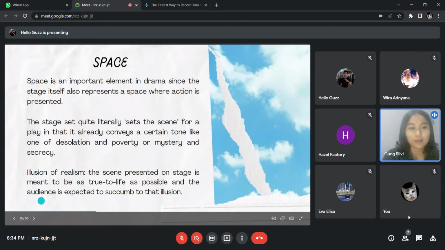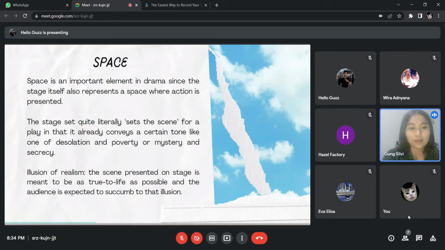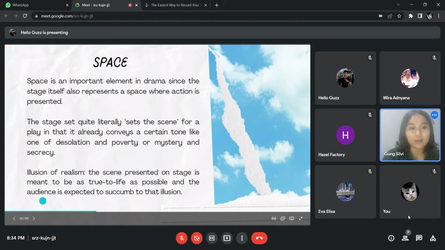Space is an important element in drama since the stage itself also represents a space where action is presented. The stage set quite literally sets the scene for a play in that it already conveys a certain tone, like one of desolation and poverty or mystery and trickery. Illusion of realism: the scenes presented on the stage are meant to be as true to life as possible, and the audience is expected to succumb to that illusion.